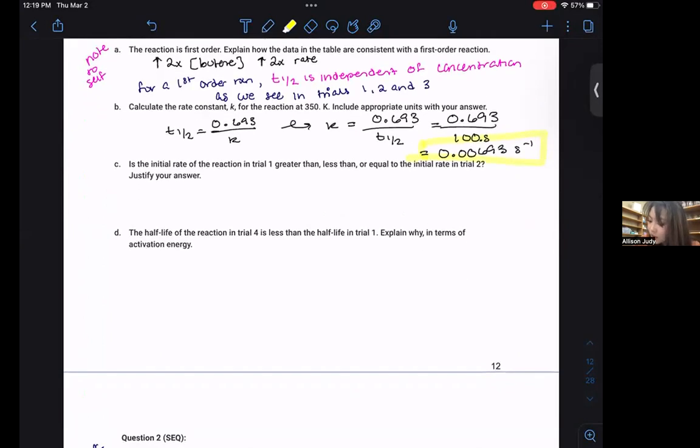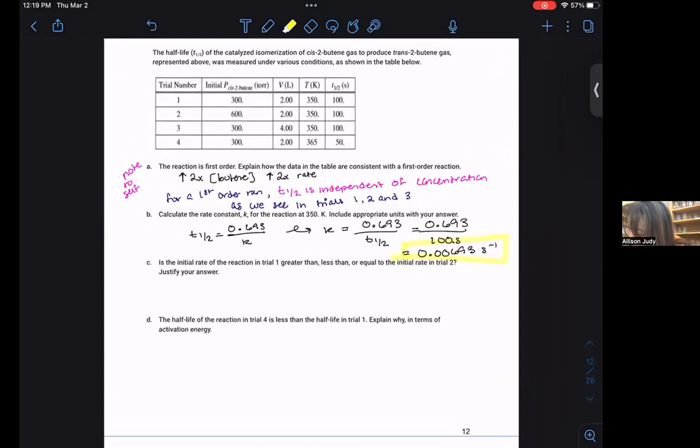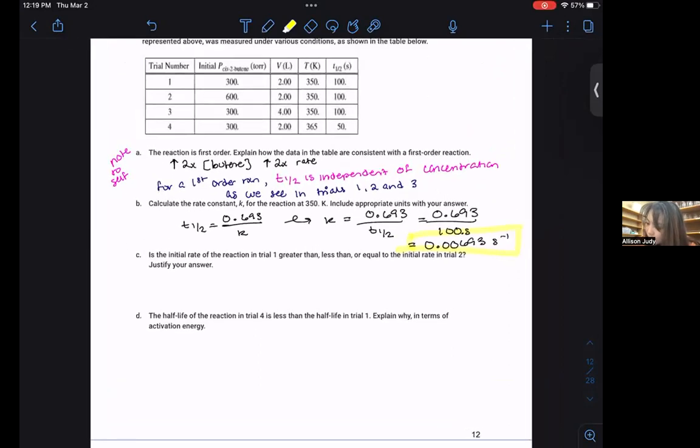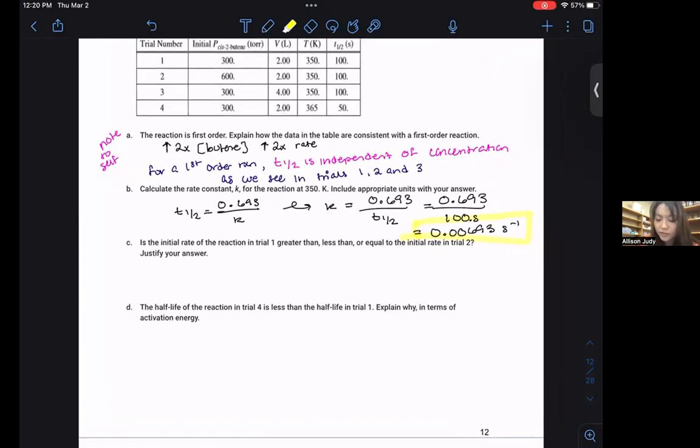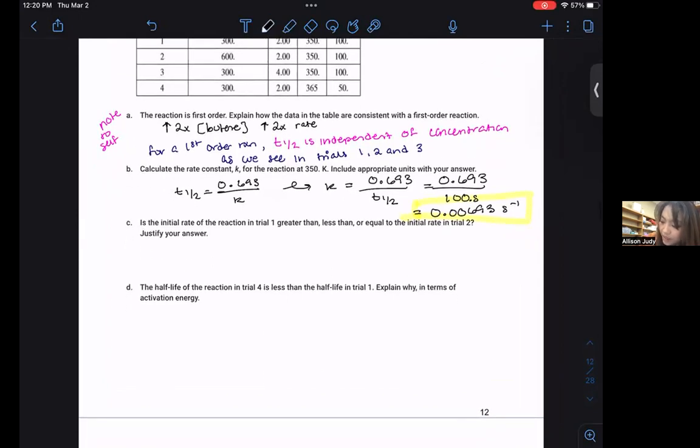So C, is the initial rate of the reaction in trial 1 greater than, less than, or equal to the initial rate in trial 2? And what we would say is, looking at trial 1 and trial 2, we see that trial 1 has 300 torr, just a value of pressure, and trial 2 has 600 torr. So what we would say then is, according to a first order reaction, we know that if I double the concentration or change the concentration, it should double the rate.